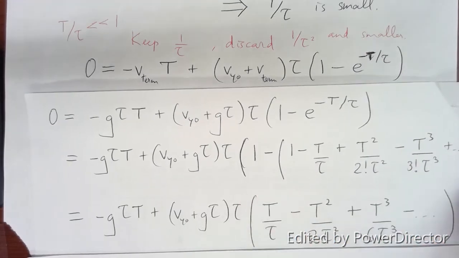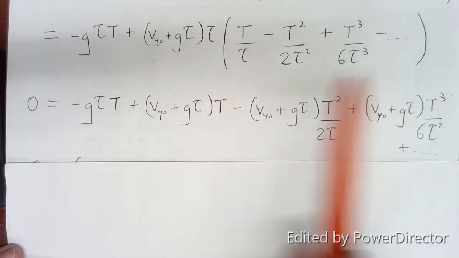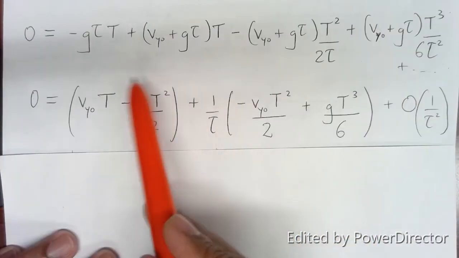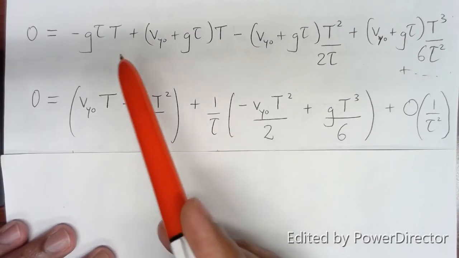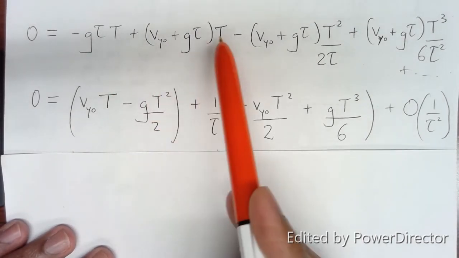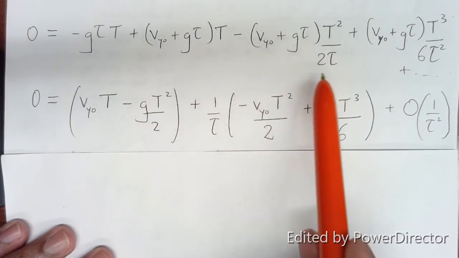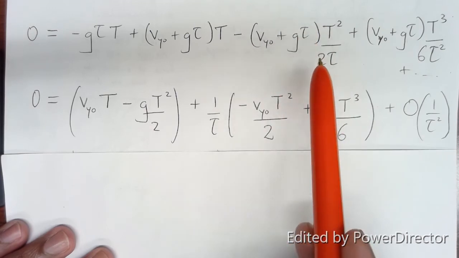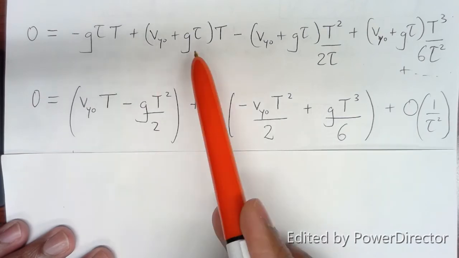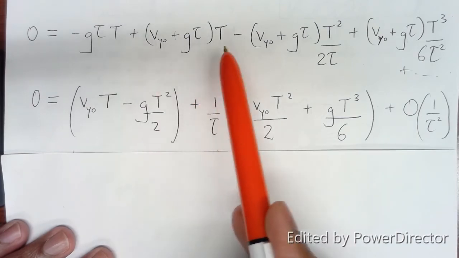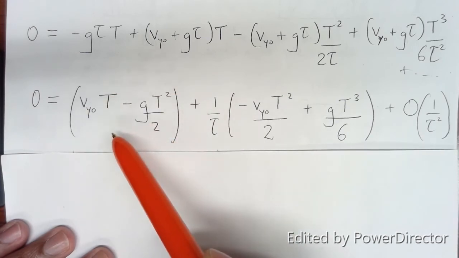We first simplify the terms in the parentheses. The 1 goes away, some signs change, and then we multiply out the terms. Expanding them further, we start gathering them by powers of 1 over tau. There are some constant terms. We have a vy0 times t. We have a minus gt squared over 2. Notice that the taus cancel. We have some cancellations. We have minus gt tau cancelling with plus g tau t. So that brings us to these 2 constant terms.